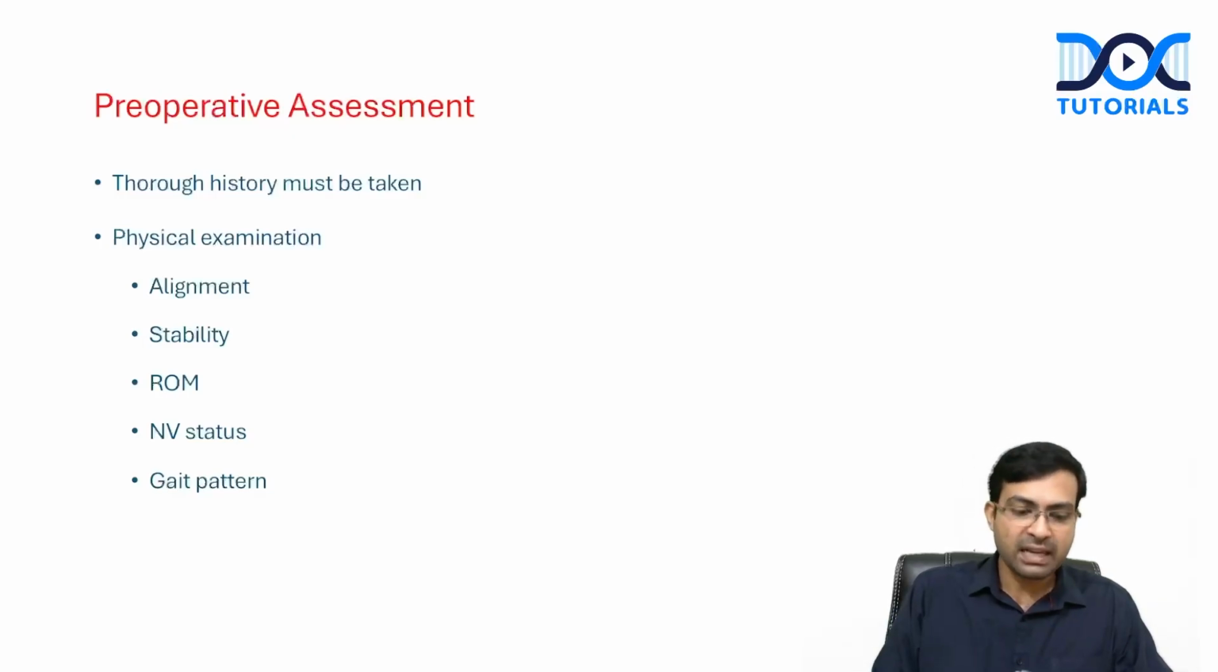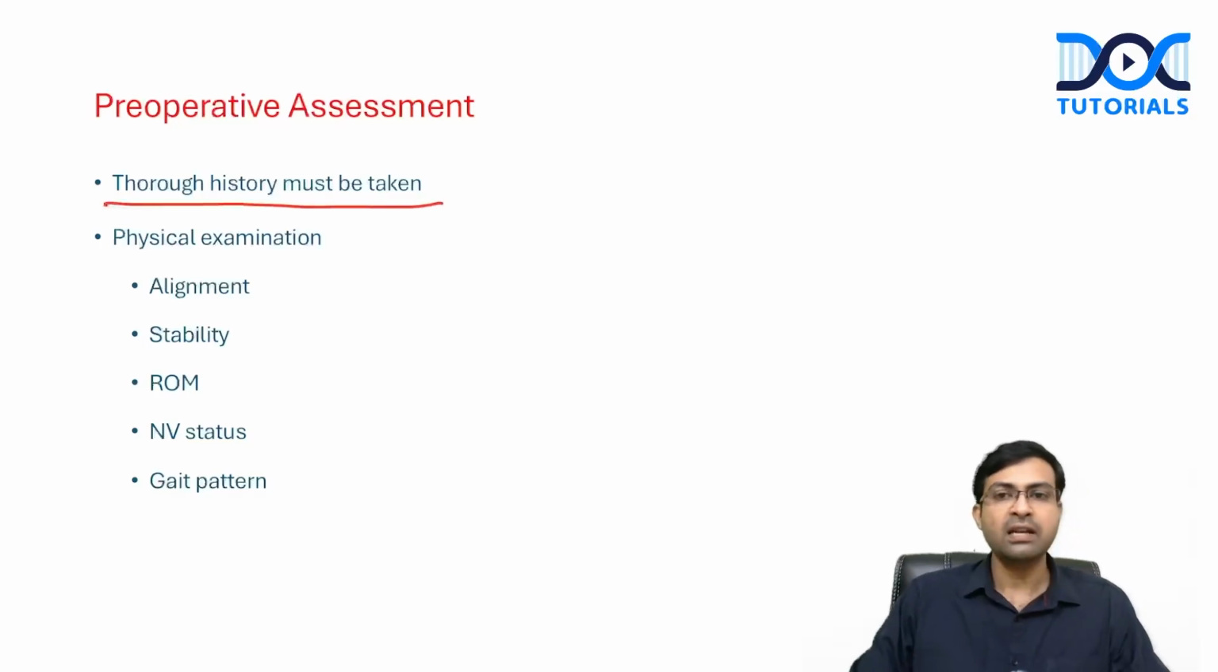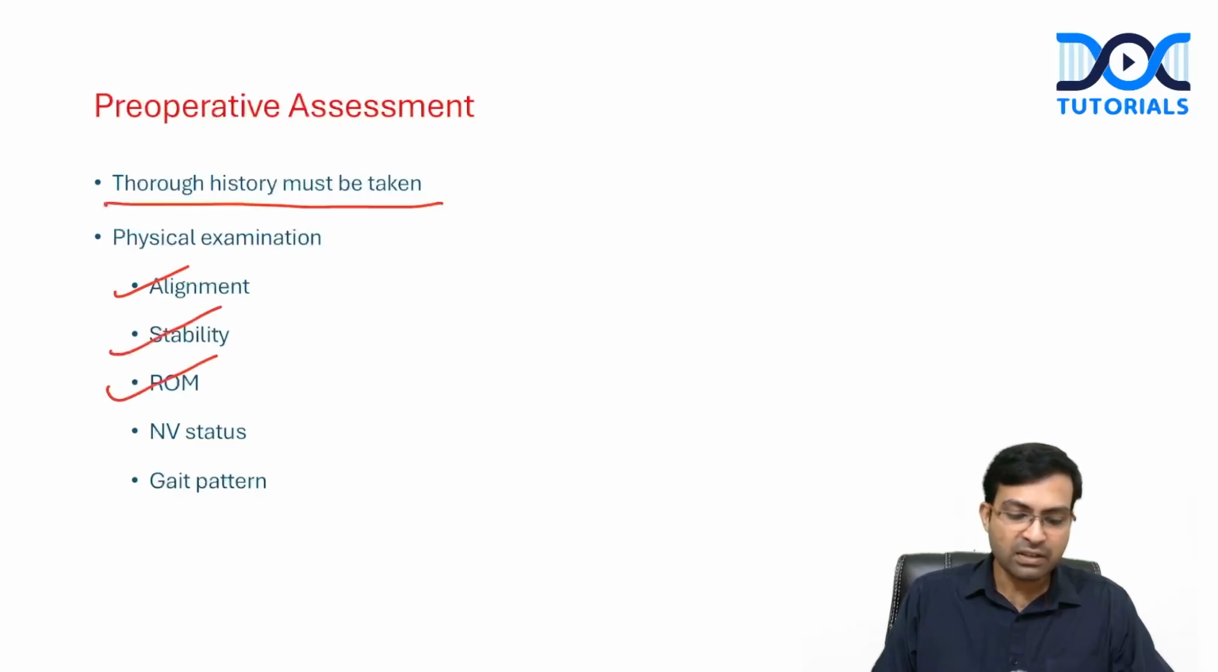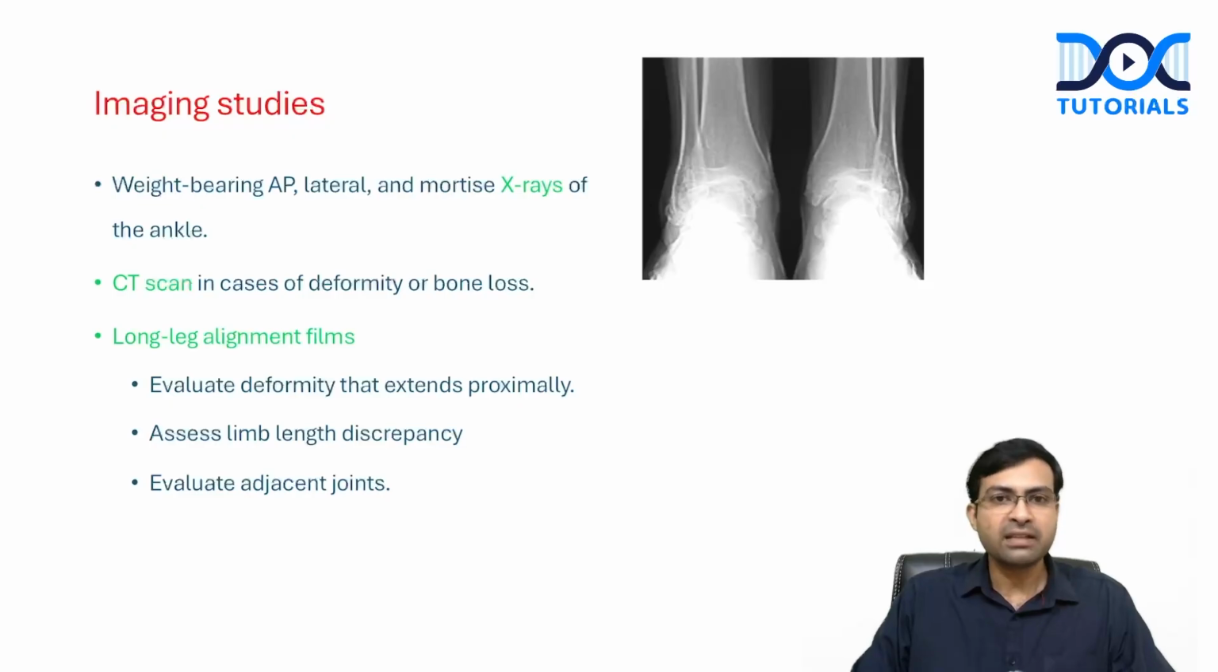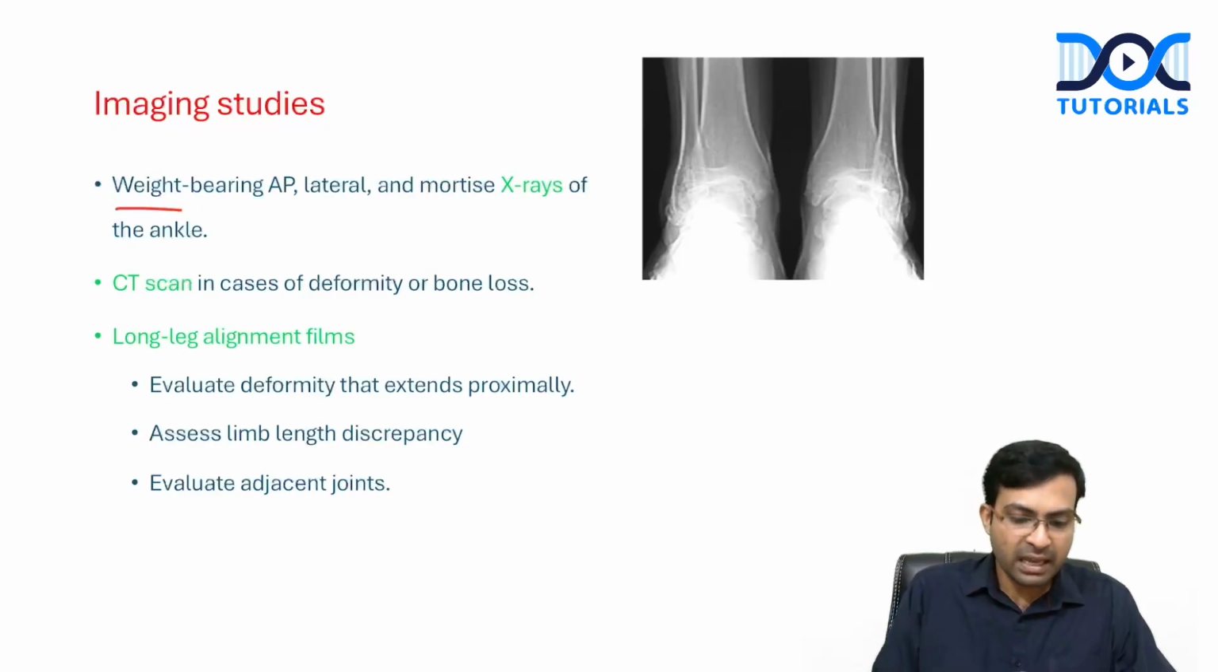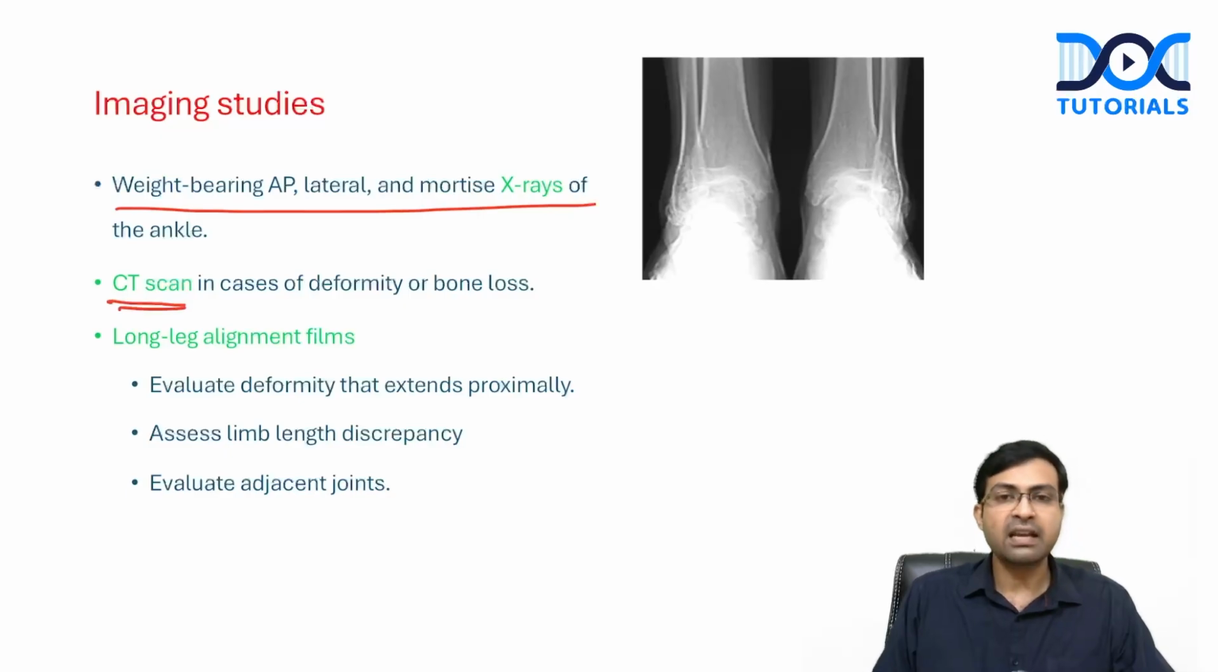So what you can do is start with a thorough history. You take a history of any prior injuries, prior surgeries, what treatment was done, what were the symptoms, everything you should take and record in your case file. Then you go in for a physical examination and check for alignment of the limb, stability, range of motion, neurovascular status, and gait pattern. Then you go in for imaging studies. You can take weight bearing AP, lateral, and the mortise view of the X-rays. Then you can also take CT scans, especially if there is gross deformity or bone loss.